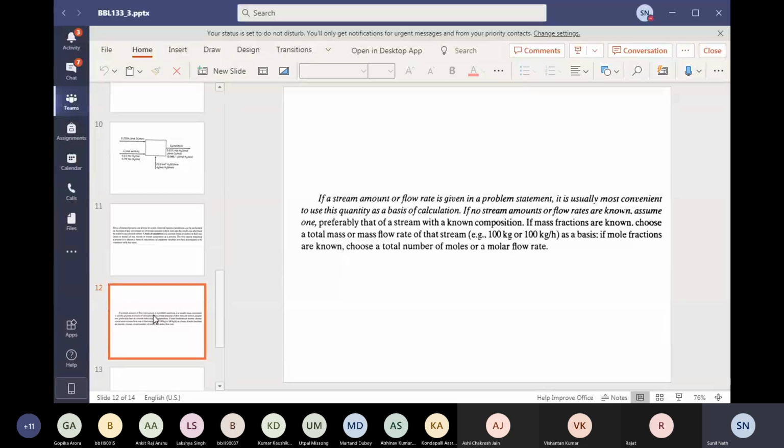Right? Then, as it says, if the mass or mole fractions are known, find per 100 kg per hour what is the total mass or flow rate of that stream. You can label the oxygen and the nitrogen, etc. on that basis. Right? If the mole fractions are known, find the total number of moles or molar flow rate, and that you can put on your score sheet, which is the diagram that you have. So let us do an example, and this will give you a better feel.